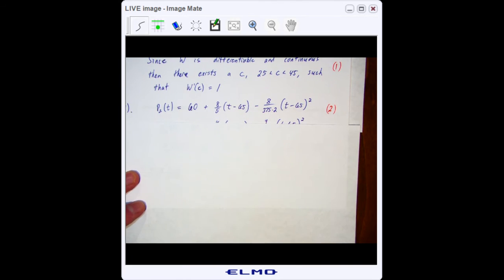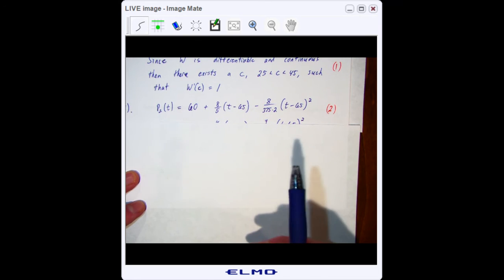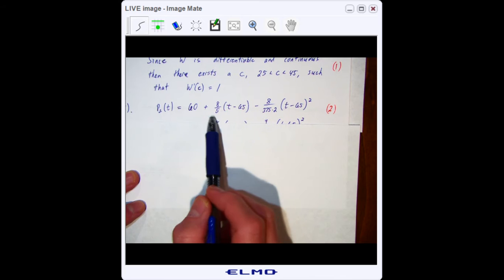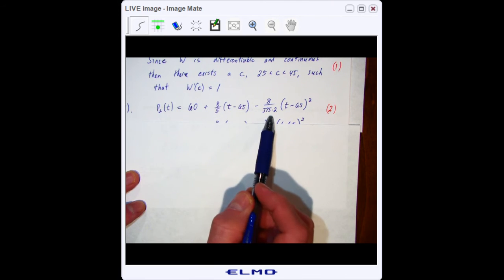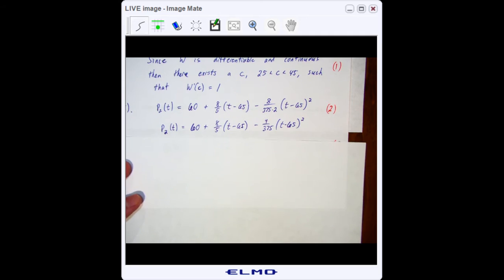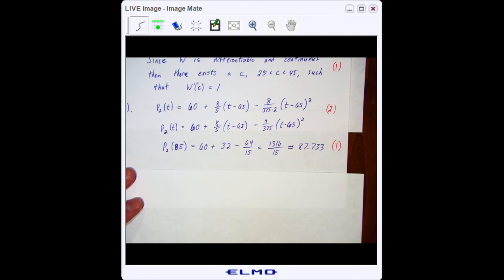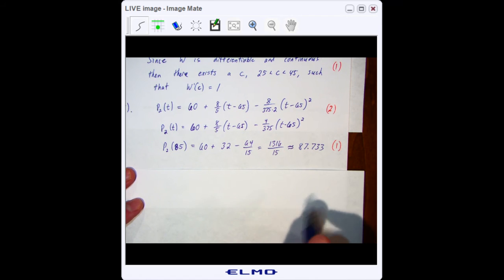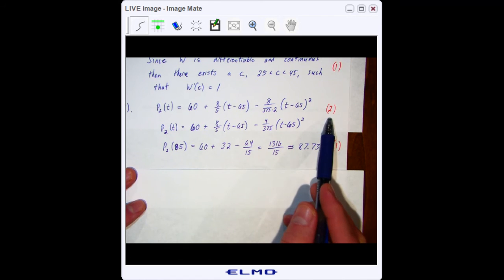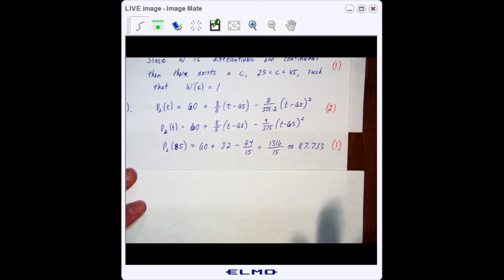So it's the formula, remember: the value at 65, and then the first derivative times t minus 65, and the second derivative over 2 factorial times t minus 65 squared. You can simplify it if you want, and then you plug in 85, and you get this value, which is about 87.733. So 2 points for your Taylor polynomial, and then 1 point for the approximation.